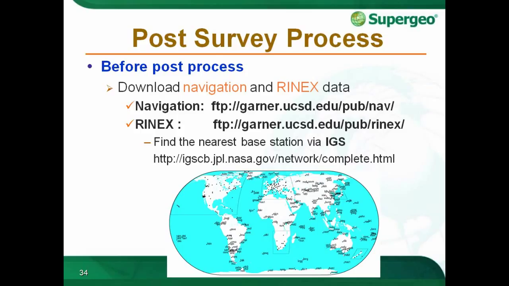And before downloading the data, you need to know the nearest base station around you. You can go to the International GNSS Service website to search the station. The suggested distance is about 1 degree, which is about 100 kilometers.